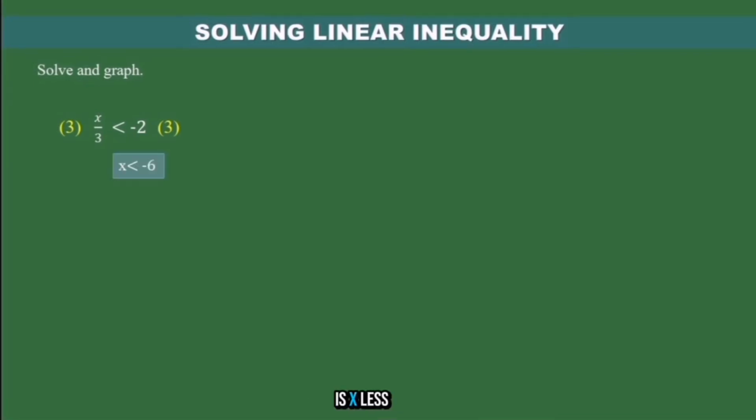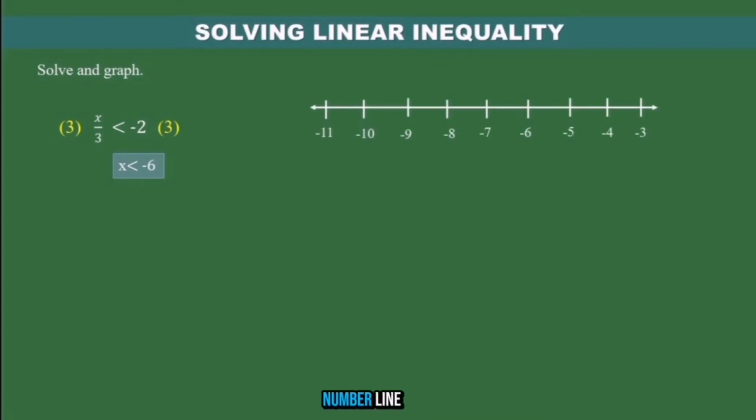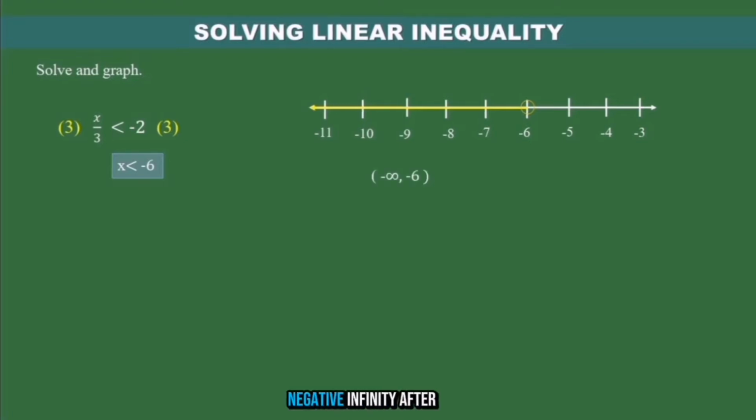So the solution is x less than negative 6, which means any number less than negative 6 makes the inequality true. If we graph it on a number line, we put an open circle at negative 6 because the inequality is less than and negative 6 is not included in the solution. And shade the line to the left, showing all numbers less than negative 6, or from negative infinity up to negative 6. I use parentheses because negative 6 is not part of the solution. So our set notation is the set of all x such that x is less than negative 6.